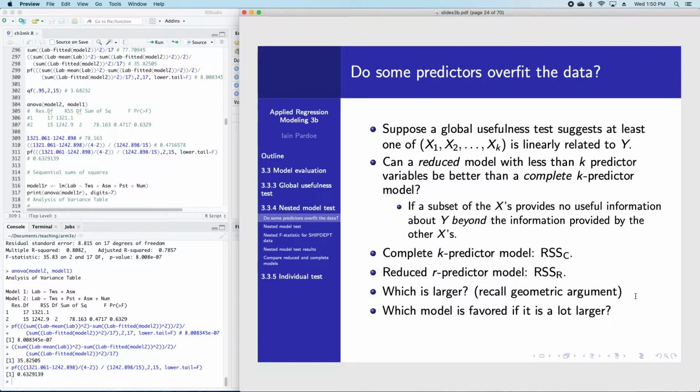Which model would be favored if RSSR was a lot larger? That would imply that when we add the 2 predictors to our model, RSSC is a lot smaller. That would be the case if the additional 2 predictors are really useful and are explaining variation in y beyond what can be explained by the original 2 predictors. So the complete model would be favored. On the other hand, if RSSC was just a little bit smaller, so RSSR is just a little bit larger, then that would imply that those 2 additional predictors aren't really doing much, and we're better off with the simpler reduced model.